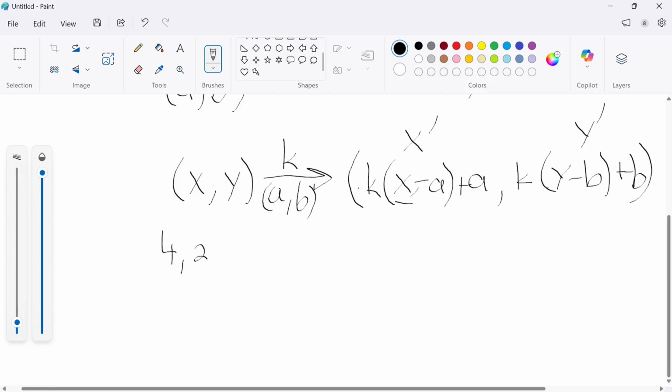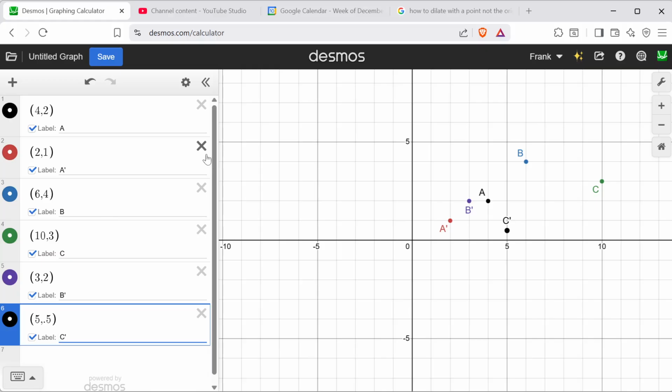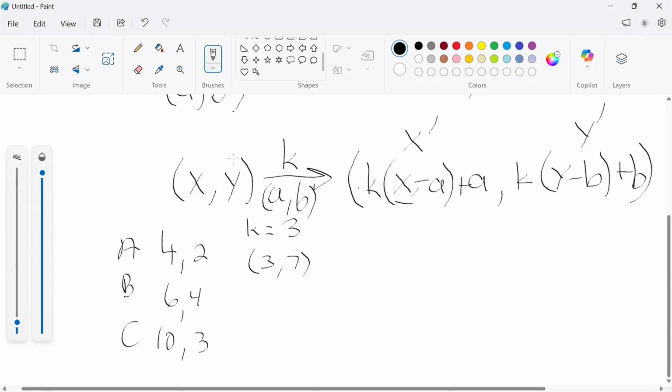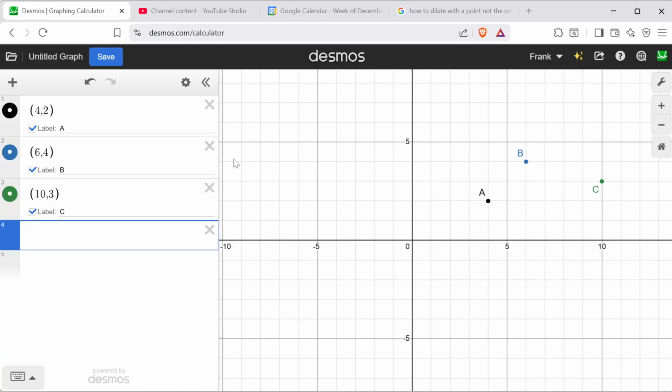I'll do 4, 2, I'm going to use a different point, 6, 4 and 10, 3. But this time, so this is point A, B, C. This time I'm going to do k equals 3. And the point I'm going to dilate it according to is 3, 7. All right, so let me get rid of these extra points here because, what was it, 10, 3? That's ABC. And then this is, I'll call it the point of dilation, 3, 7. And that's going to be the point of dilation, POD.